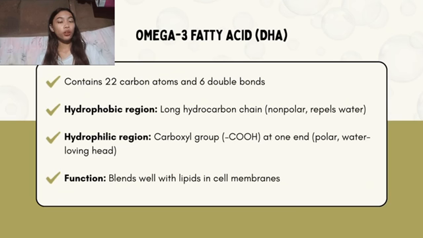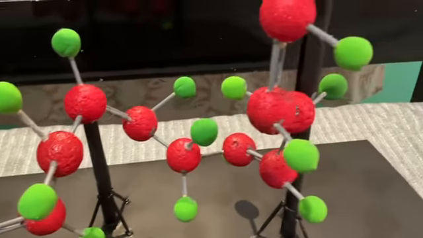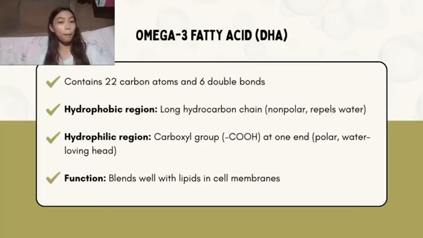So moving on to their hydrophobic and hydrophilic regions, the functional group and their active sites. So first is the omega-3 fatty acid or DHA. The hydrophobic region is the long hydrocarbon chain. This part is made of hydrogen and carbon atoms which is nonpolar and repel water. Because of this, the hydrophobic region helps DHA mix well with other lipids in cell membranes.